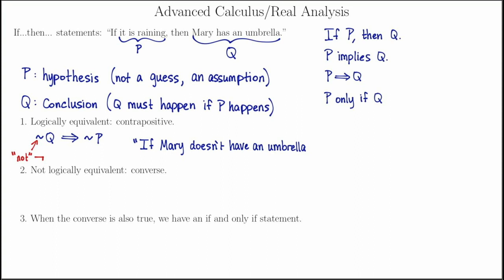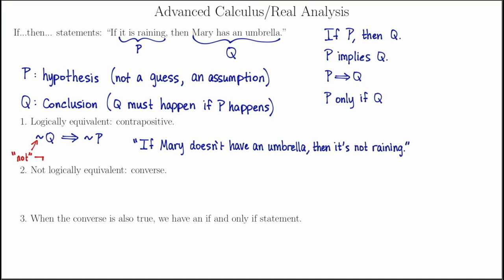In this particular context, the contrapositive of our given statement would be not Mary has an umbrella implies it's not raining. Or better put, if Mary doesn't have an umbrella, then it's not raining. Because, going back to the original, if it were raining, then she would have an umbrella.